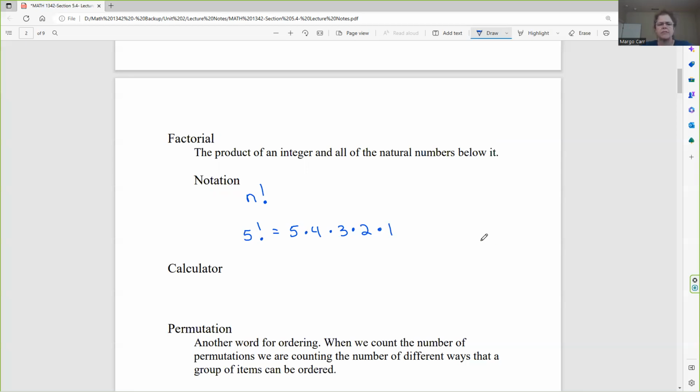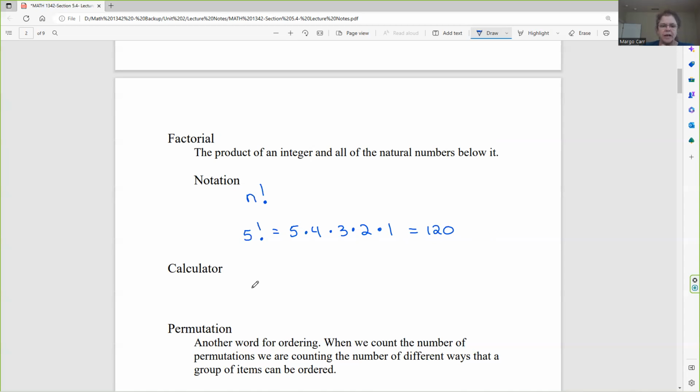Which would be, I think it's 60, isn't it? 5 times 4 times 3 times 2 times 1. Nope, it's 120. It's been a while since I've done this. Oh yeah, that makes sense. 20 times 6, right, is 120.